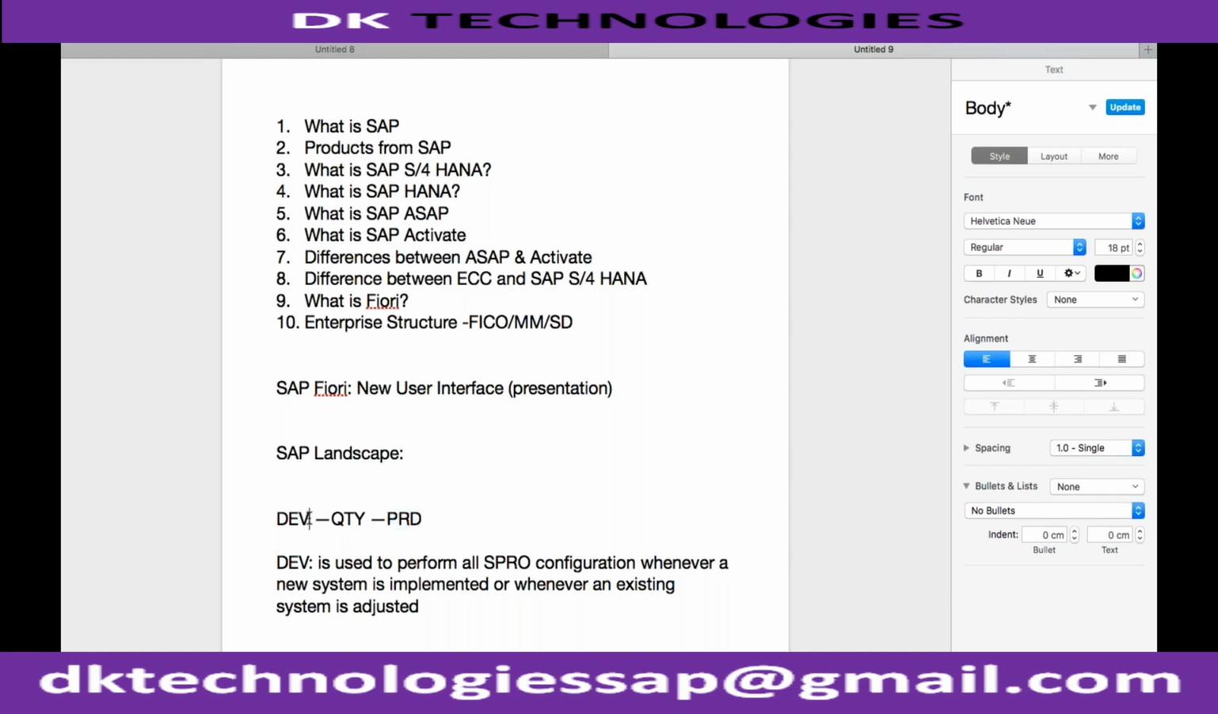So you start with the development. Initially, let's say you are working on a new implementation project and it will take 1 year to complete the implementation. Maybe after 3 months, you will get a development system. After 6 months, you will get a quality system. And after 9 months only, you will be getting the production system. So even in new implementation projects, you have to start from the development system itself.